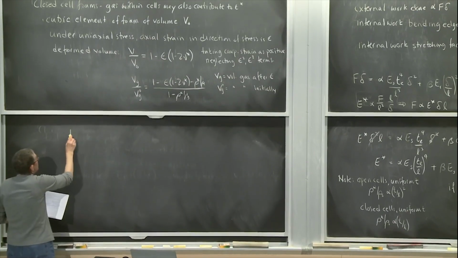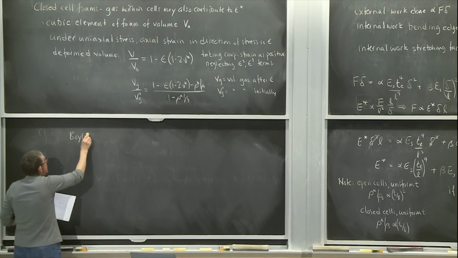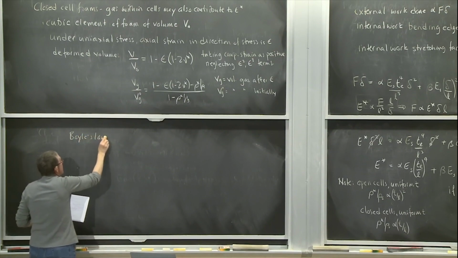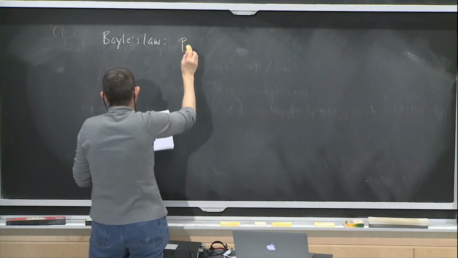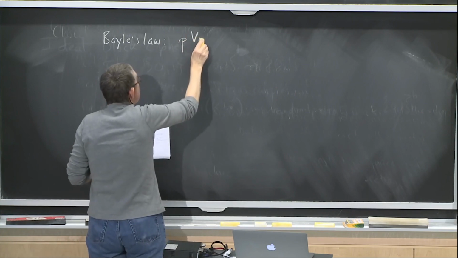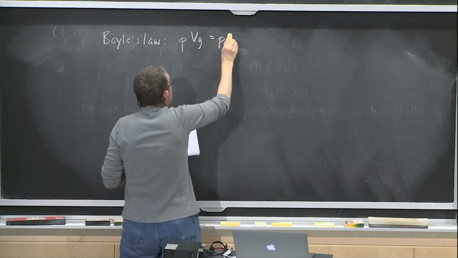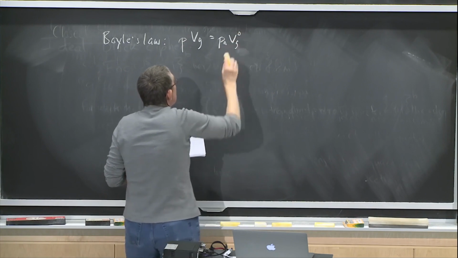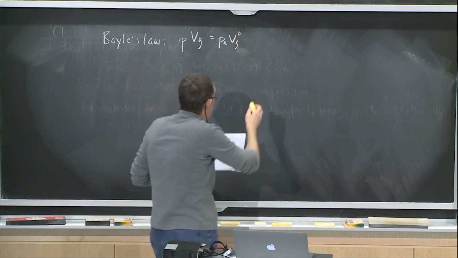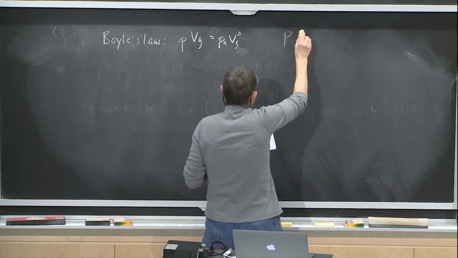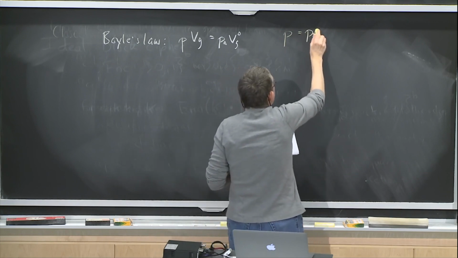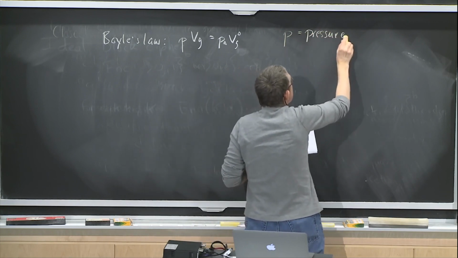And then we can use Boyle's law. And here P is going to be the pressure after the strain, and P naught is going to be the initial pressure.